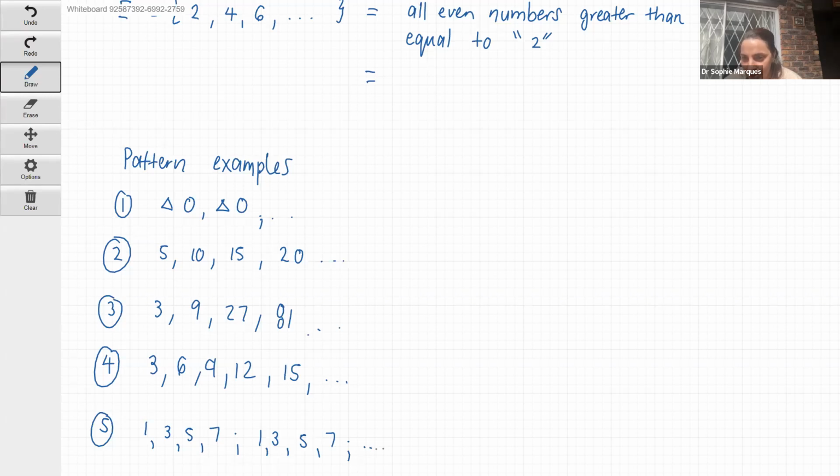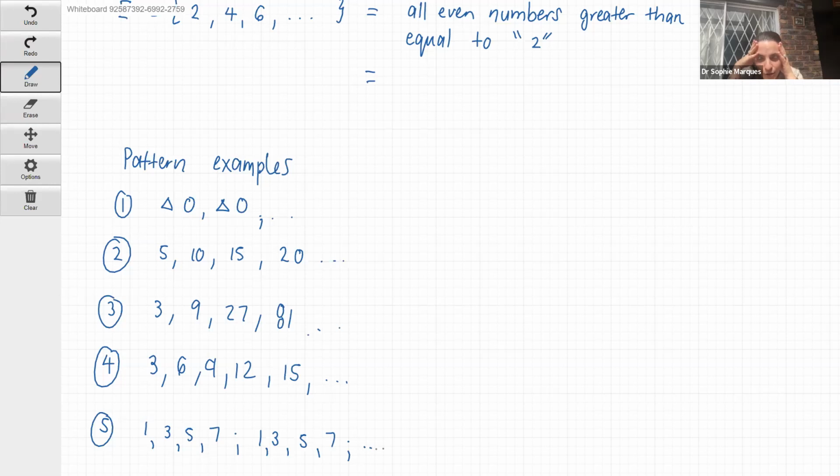A set is not always a pattern. A set can be defined. A pattern can be defined. And then 1, 1, 2, 3, 5, 8, 13. You can add the first 2 numbers and get the next. That's another pattern. Okay. So we have a lot of examples of patterns.